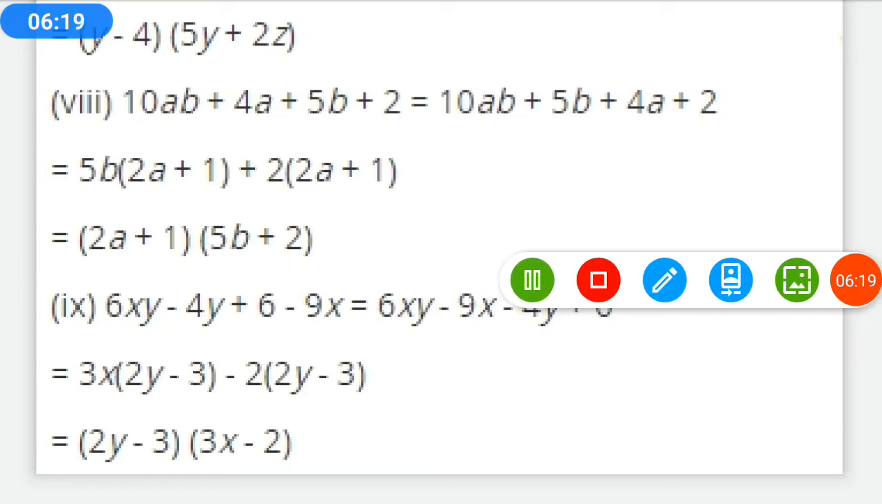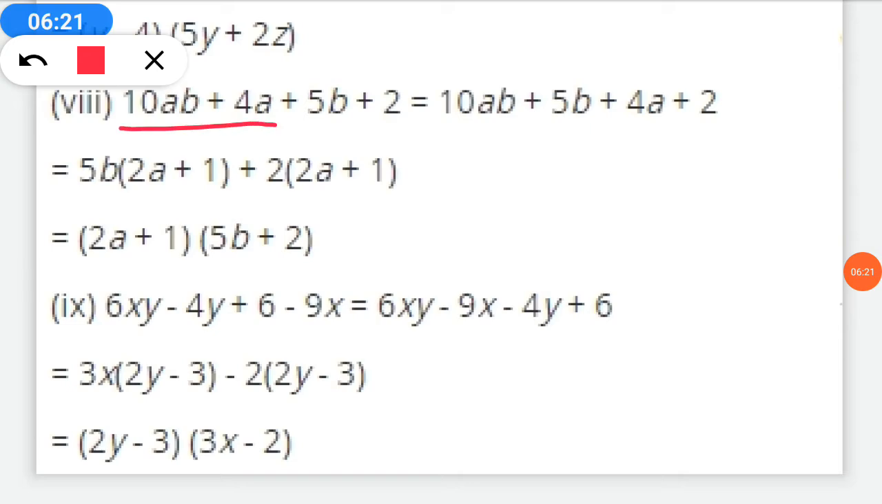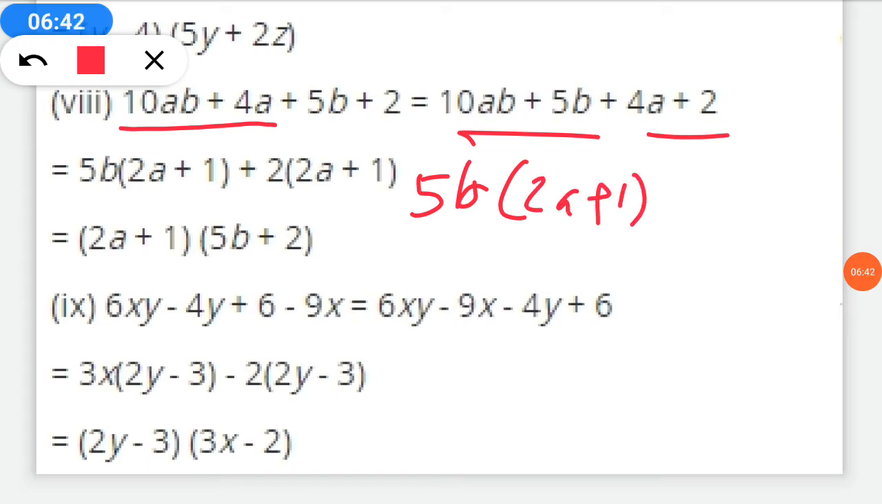Here we are having 10ab + 4a + 5b + 2. This is the question we are having, isn't it? So can we make pairs of the terms? Of course we can make pairs of the terms. Then we can easily take out the common factor. So here we will take 5b common. What is left over here? 2a + 1 is left when we take 5b as common.